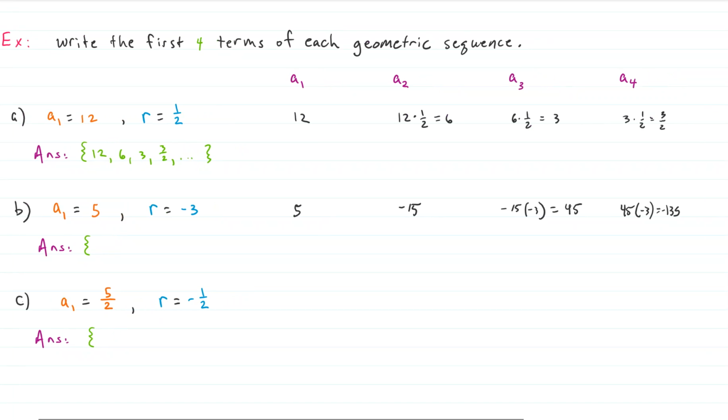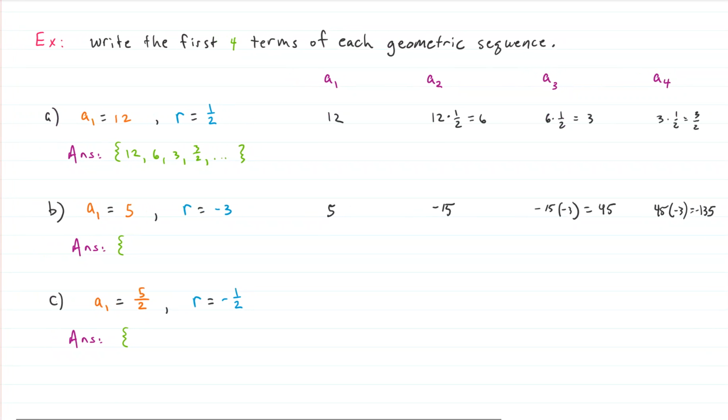Can't quite see that other end of the screen. So we can write down our sequence, well, the first 4 terms of the sequence as 5, negative 15, 45, and negative 135. And of course, there are more terms, an infinite number of them, but we are only writing down the first 4.